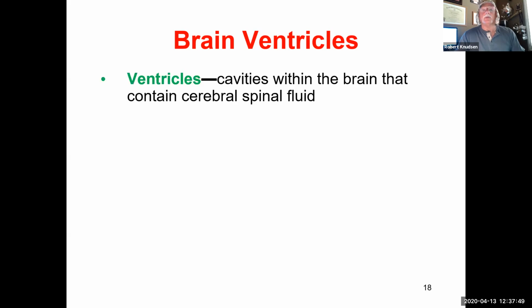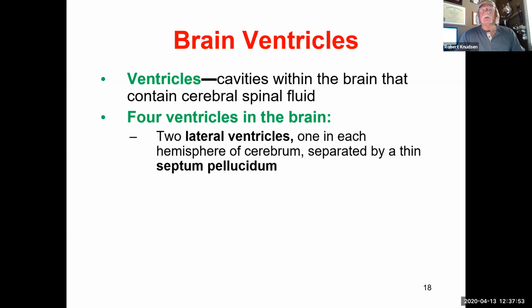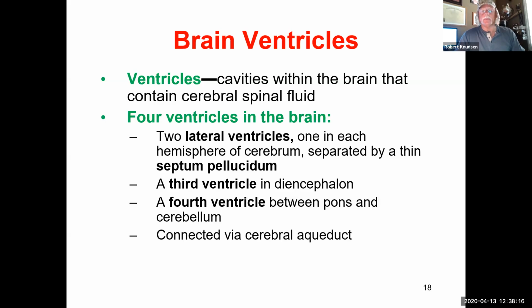There are the ventricles. There are 4, 2 laterals, and the laterals are separated by a piece of tissue called the septum pellucidum. Septum pellucidum. That separates the lateral ventricles. Good. The third ventricle is connected to the fourth ventricle by a tube called the cerebral aqueduct. There it is right there.